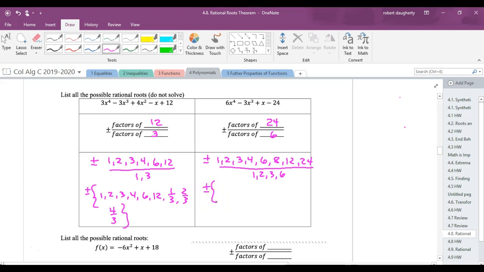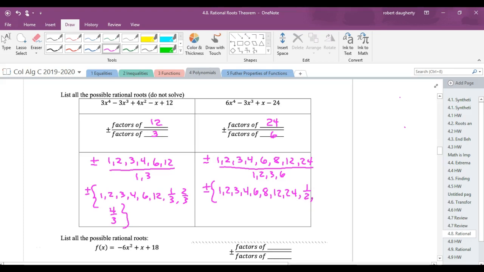So first thing, every number needs to be divided by which number? 1. So that means just copy every number down. 1, 2, 3, 4, 6, 8, 12, 24. Now I'm going to divide every number by what? 2. So 1/2.